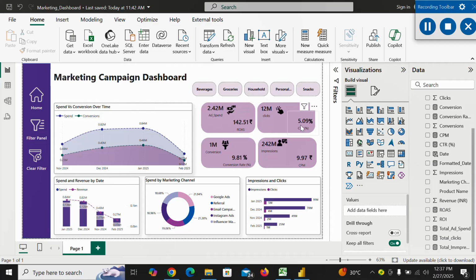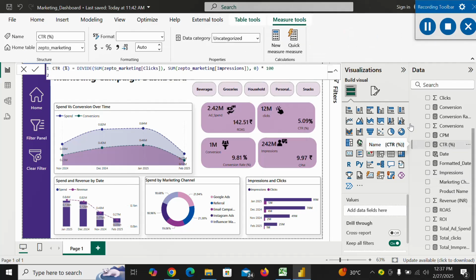This measure is click-through rate. 5.09% of users clicked on an ad after seeing it. I will show the measure. Okay, this one is the formula. The divide function is used in this formula. This is the formula.